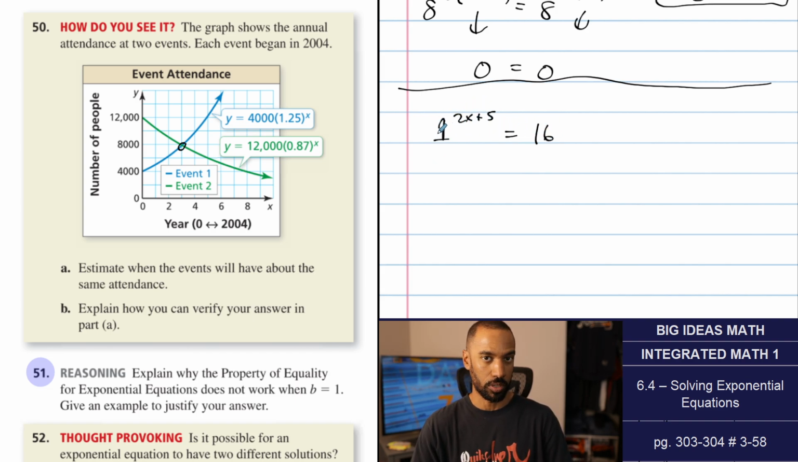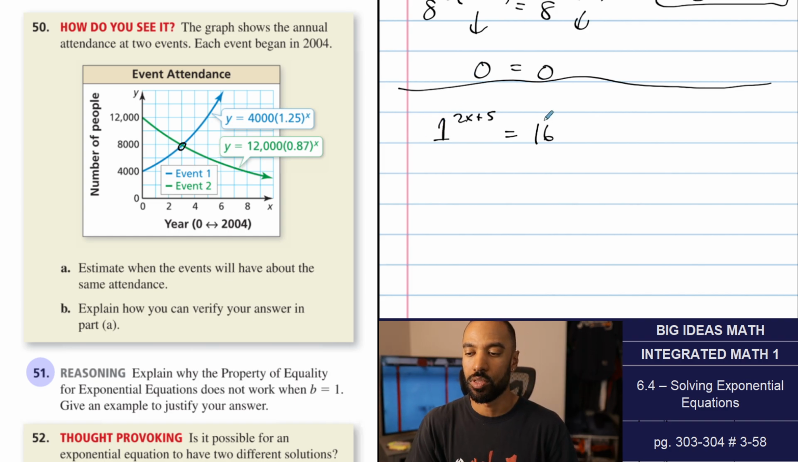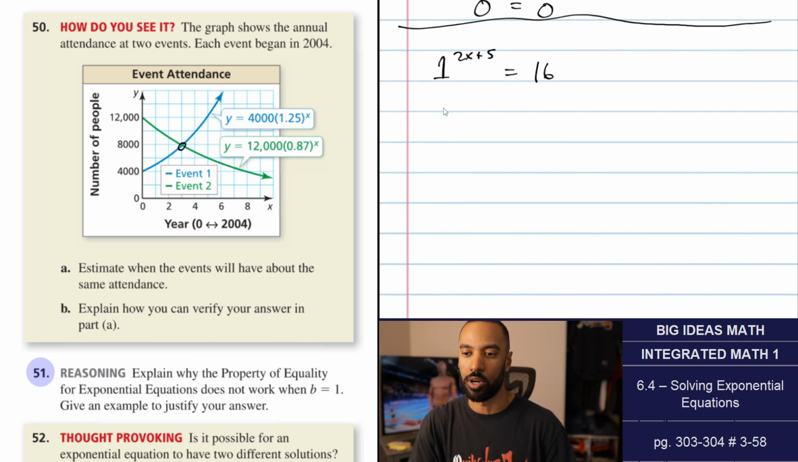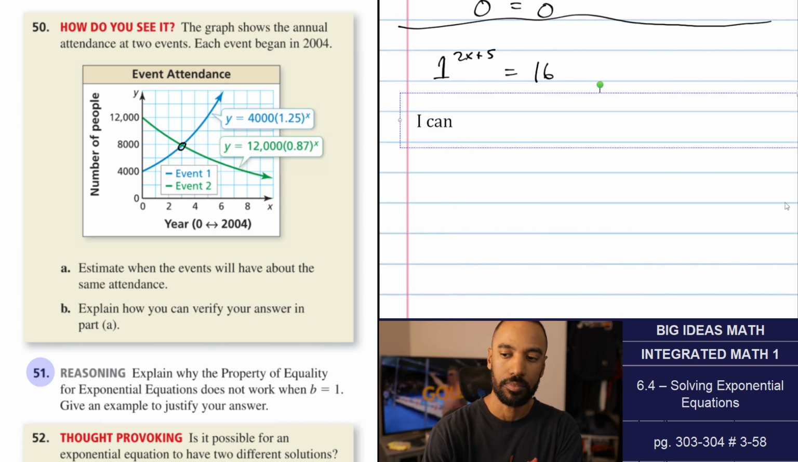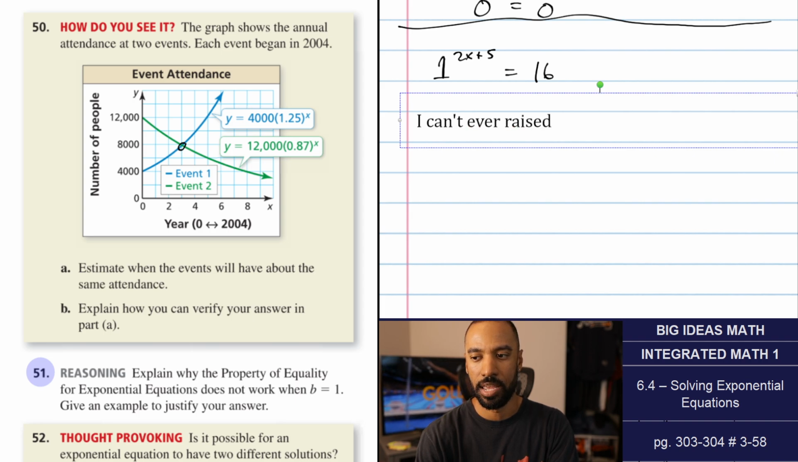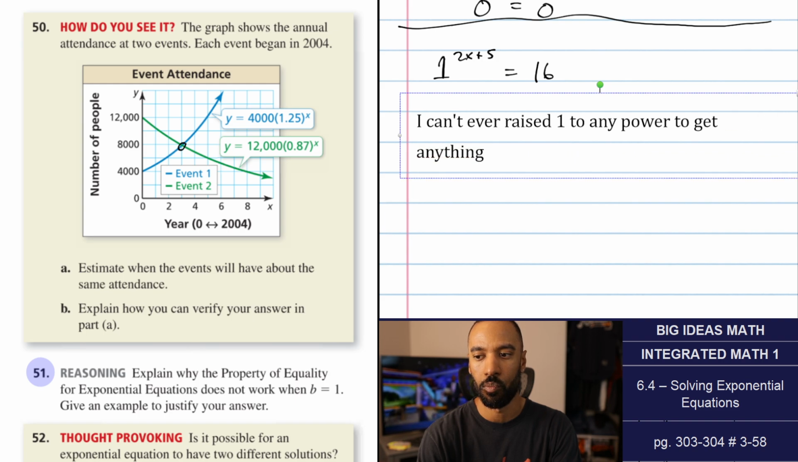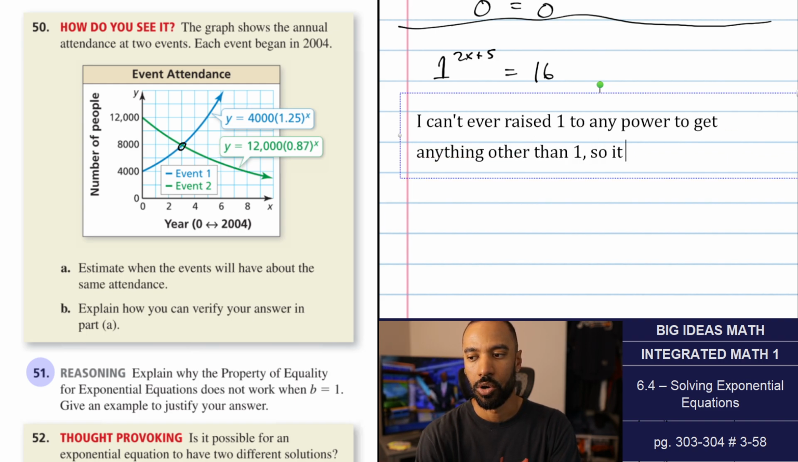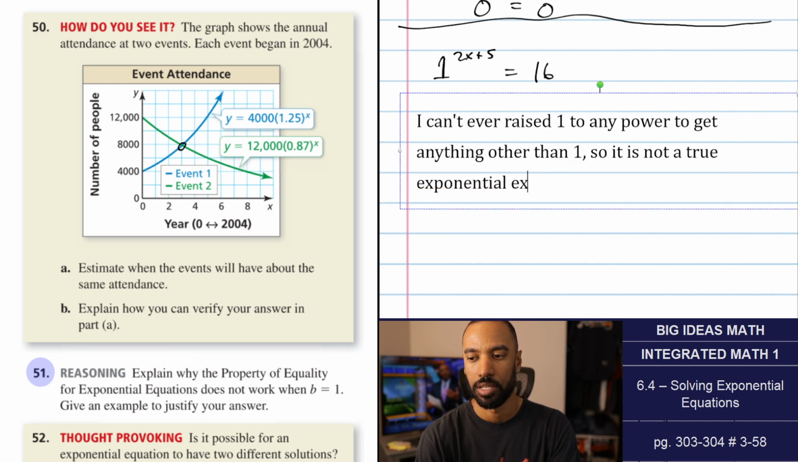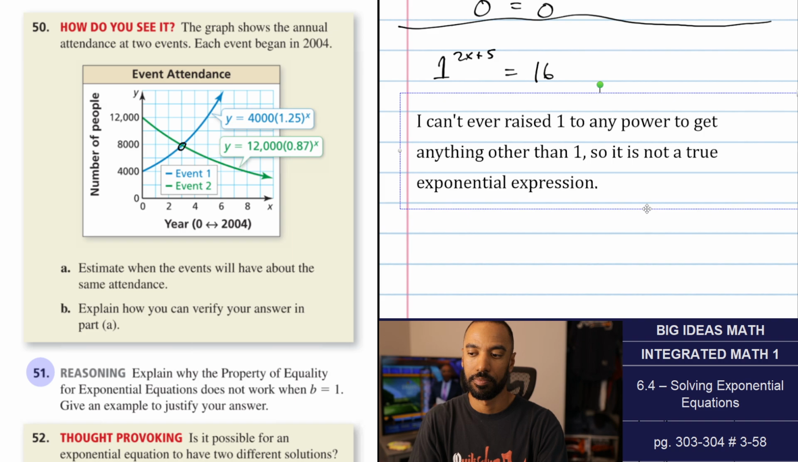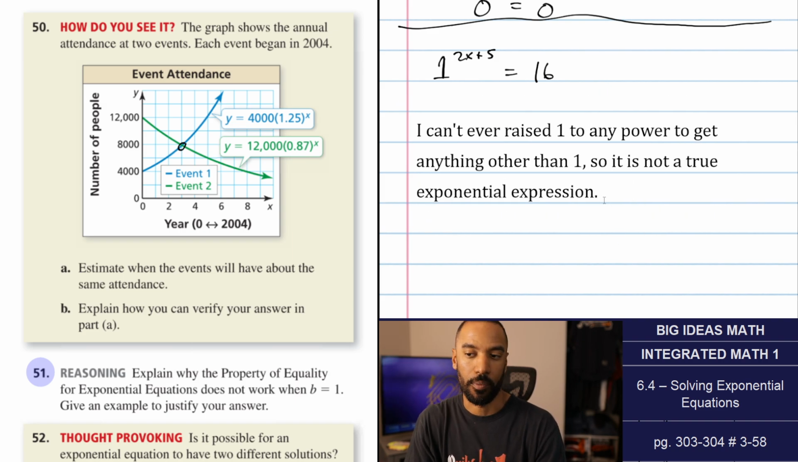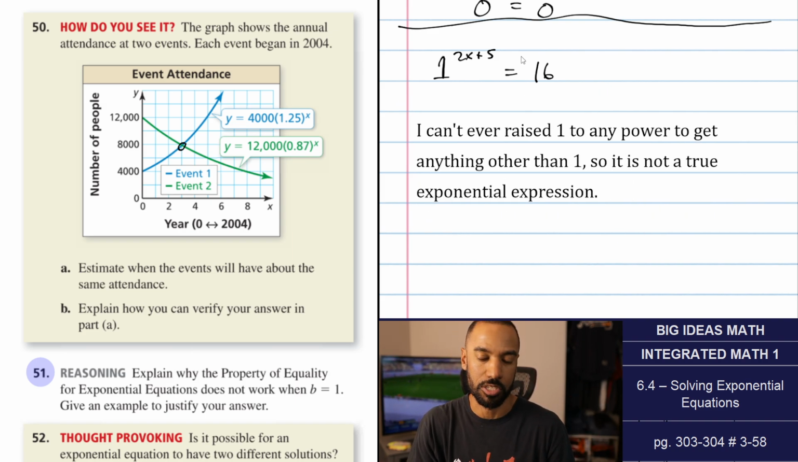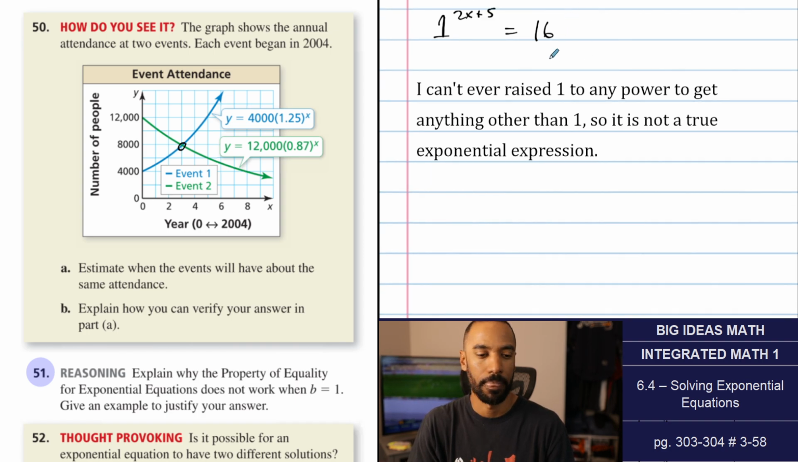This is not an exponential function in and of itself. This is flat at 1. This is flat at 16. So the same kind of problem. I can never raise 1 to a power to get 16. I can't ever raise 1 to any power to get anything other than 1. So it is not a true exponential expression, function. That's also why we can't graph them that way. So there's more than one version that we can talk about. That's among them. And yeah, that's what we got there. Okay.